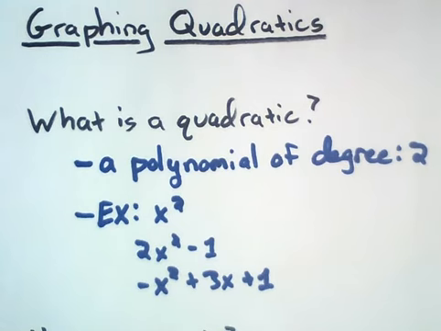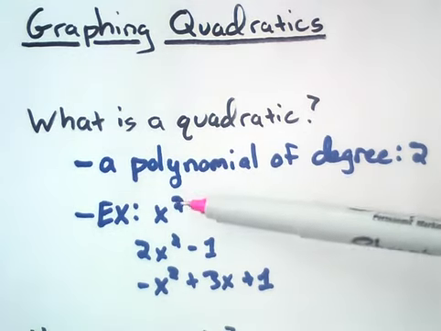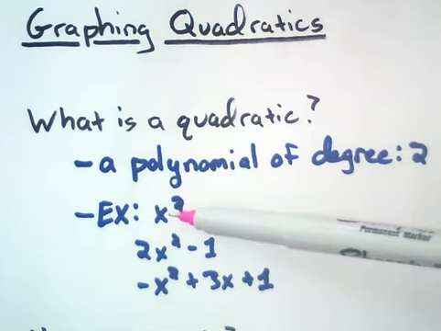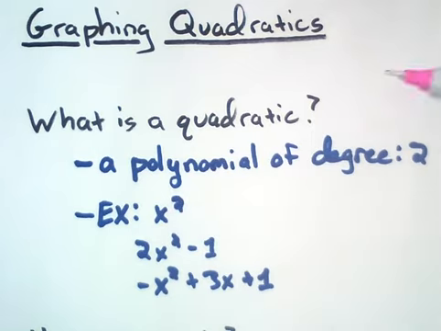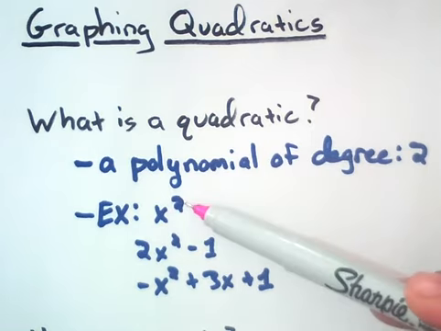So, probably important to talk about what a quadratic is. A quadratic is a polynomial of degree 2. And you can always tell the degree by just looking at the highest exponent of each term. So in this first example, there's only one term, but the highest exponent is 2.